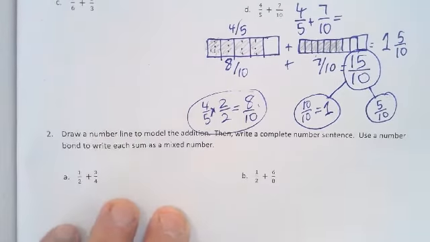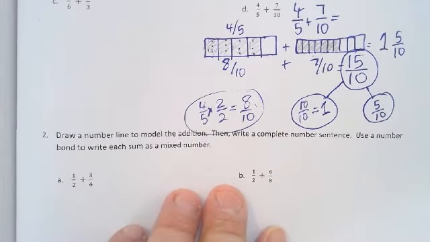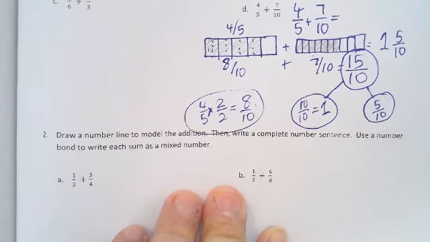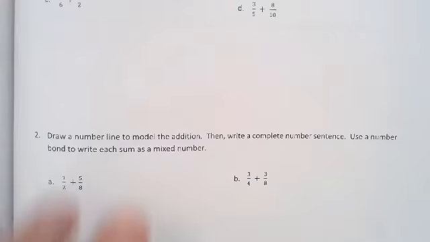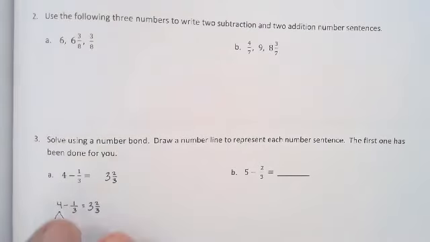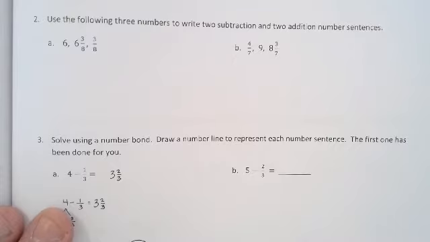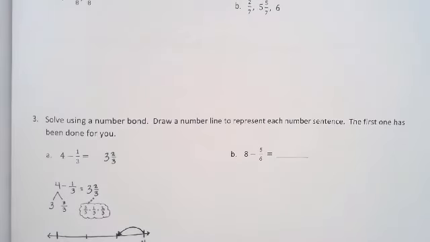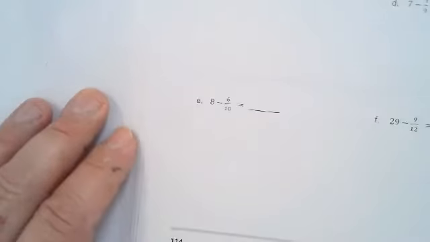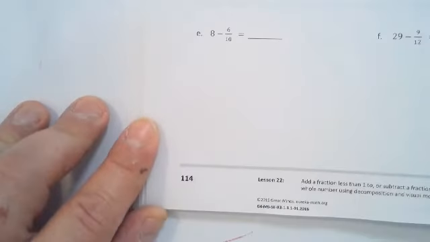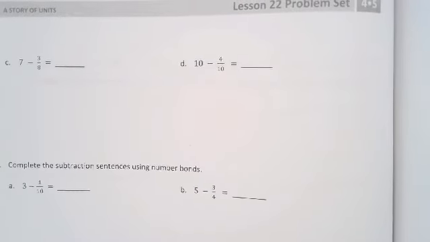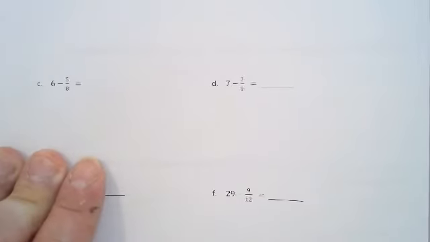Okay, the rest of 21 is all about adding and getting those mixed numbers. Remember, your answer should be a mixed number. All right, let's move on to 22 real quick, because these videos are getting really long. So what I want to do here is I'm going to see if I can find a more difficult problem. Let's go to page 114. This is problem set 22, page 114, and we're looking at D.